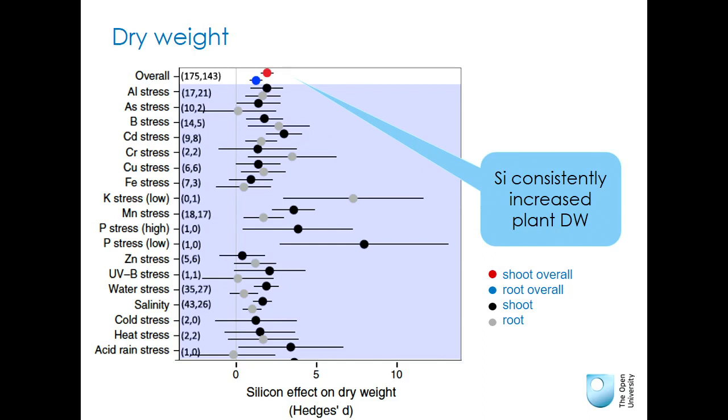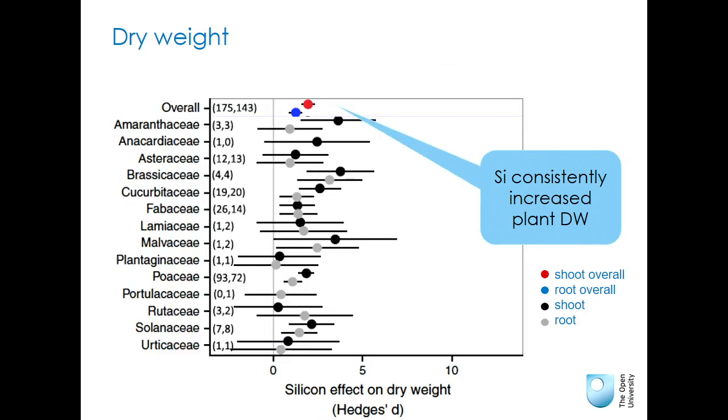I had a look at, here you can see all the different types of stresses applied, so you can see that silicon can alleviate a range of different stresses and it's being looked at for a range of different stresses. The sample sizes for many are not very big, so it's very difficult to make comparisons between them. And for the stresses such as water or salinity that we have quite big numbers for, we don't see a significant difference between different stress types.